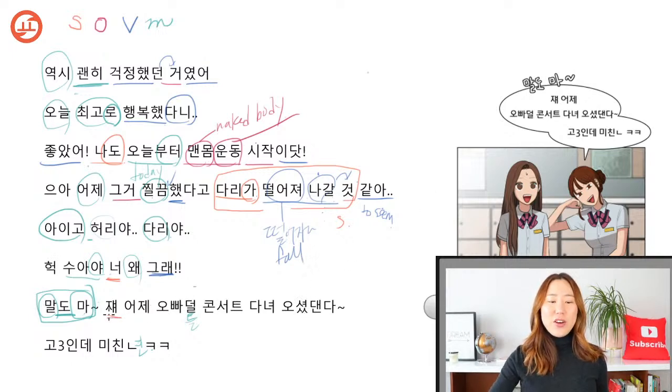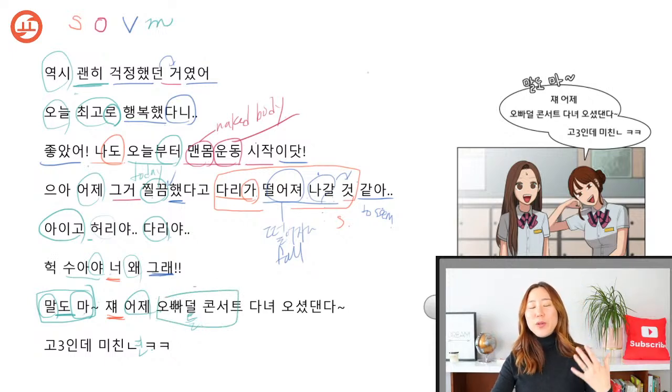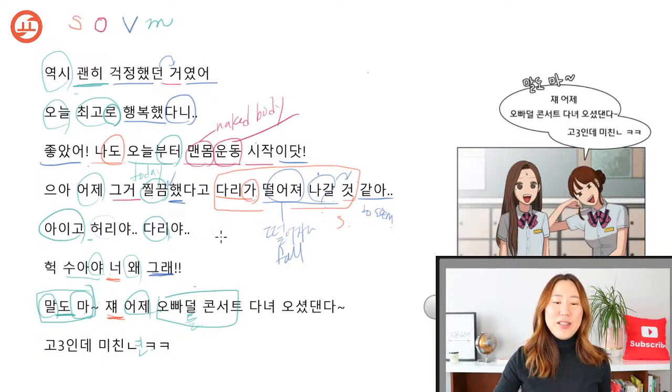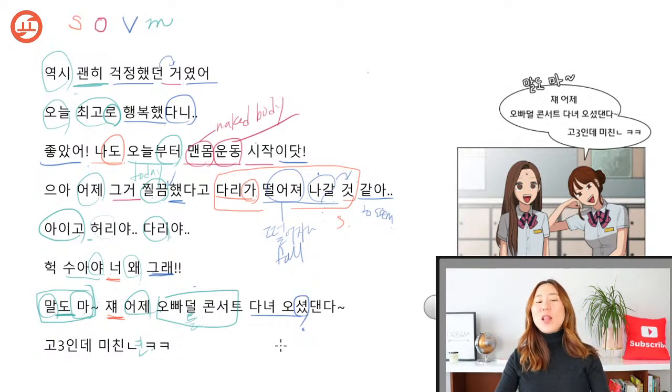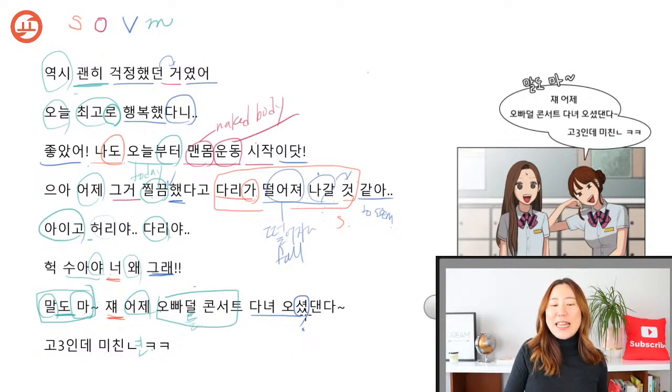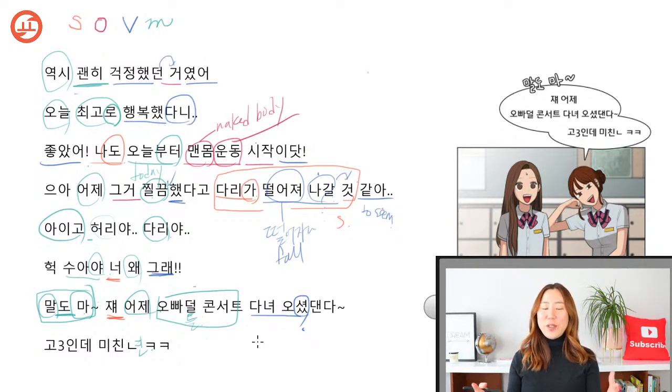쟤, that girl. 어제, yesterday. 오빠들 콘서트. So, 오빠 is like an older brother, but in this case it's idol, right? Idol. Idol concert. 다녀오셨댄다. 다녀오다. She went and came back, right? So why is she using polite? Polite speech here. Polite speech as in she elevated the verb here. Normally between friends, we don't elevate the verb.